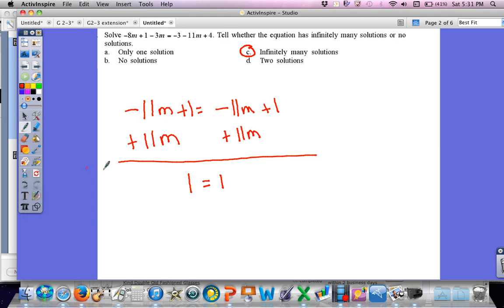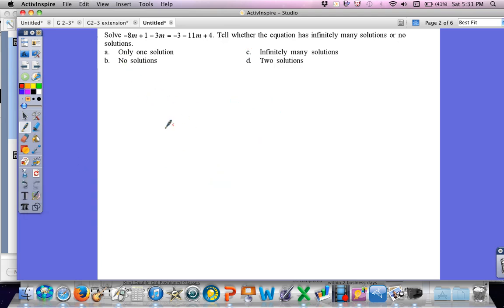If I had a problem where, when I solved it, my variables canceled out and I had, let's say, 0 equals 4 or 7 equals 2. Well, since that's not correct, 0 does not equal 4 and 7 does not equal 2, then I would have no solution. And let's say I solved a problem and I got what I'm used to, which is just m is equal to some number, say m is equal to 4 or m is equal to 7. That would be an example of only one solution. But in this problem, when we solved it, we got 1 equals 1. So we have infinitely many solutions.